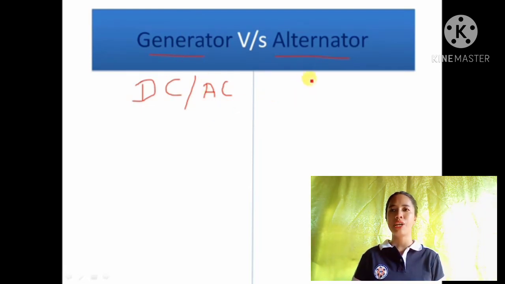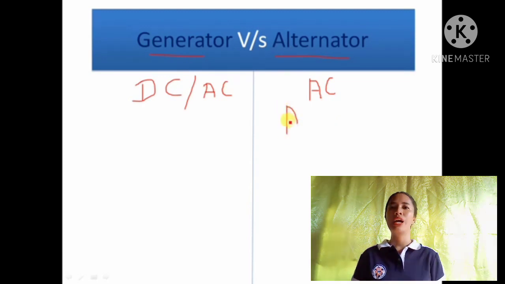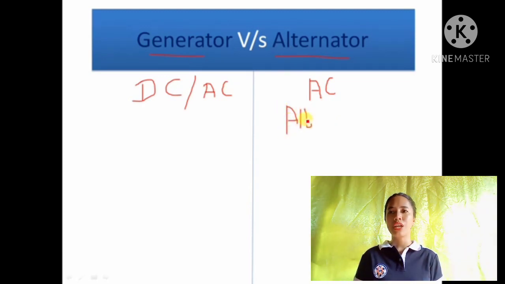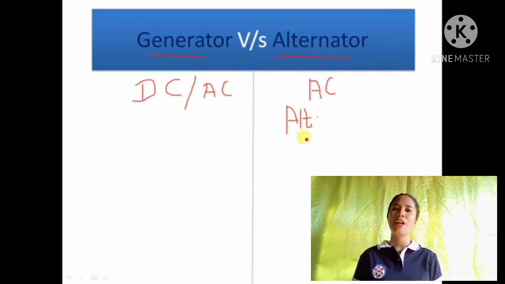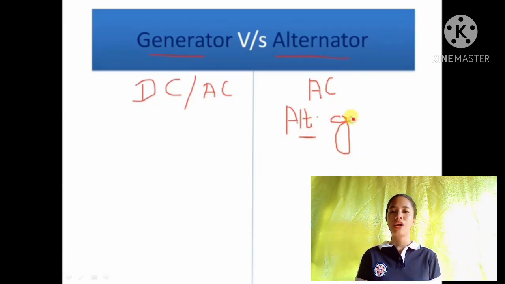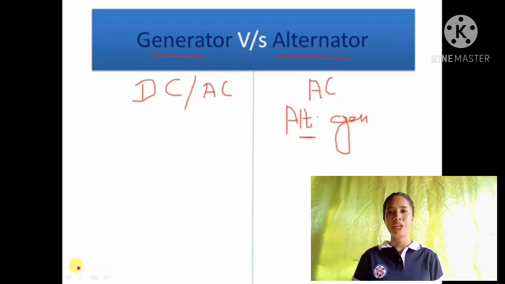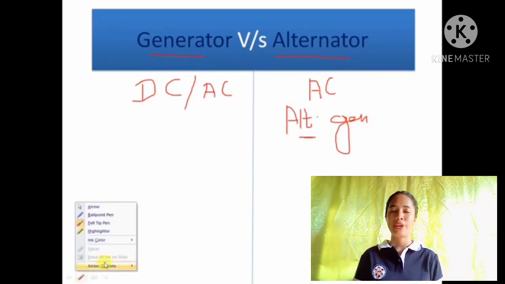generates electricity, while an alternator is only meant for generating AC current. There is no DC, okay? You can understand it by the fact that it's called alternator. Alt means alternating generator. It can be defined in that manner. Okay, now let me wrap this up so that I can continue with the latter points.